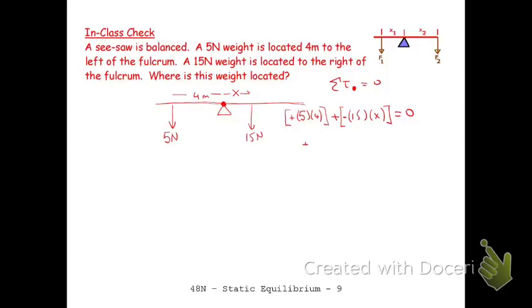So we go plus 20 added to minus 15x, whoops, messed that up, is equal to 0. So 15x is equal to 20. So x is equal to 20 over 15, which equals 1.33 meters.